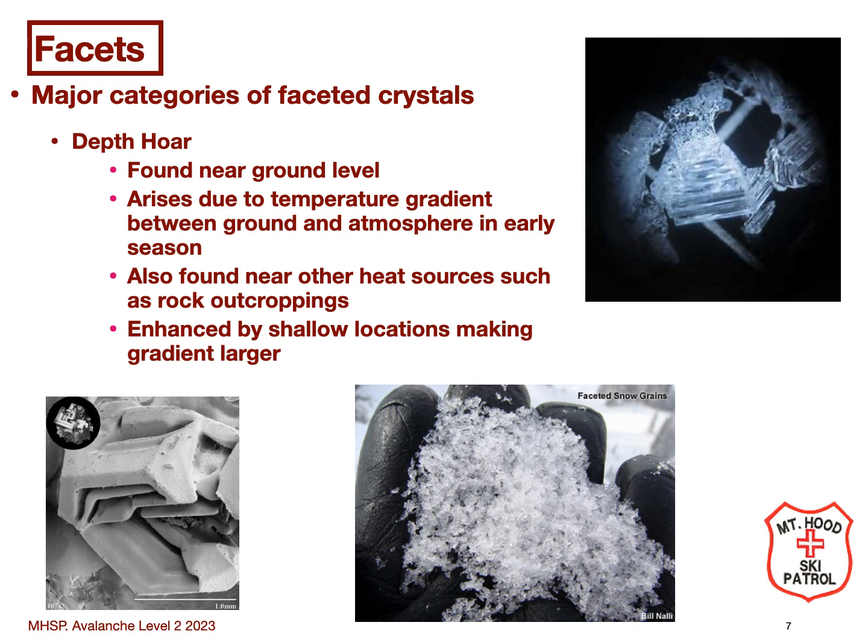This slide and the next 2 slides describe the major categories of faceted crystals that we will encounter. Depth hoar are faceted crystals found deeper in the snowpack or near ground level. They could have started out as surface hoar and then been buried by subsequent snow deposition, or they could have been created in the snowpack from localized heating, creating a large temperature gradient. Depth hoar can often be found on Mount Hood in sheltered spots where the snowpack is thin and the temperature gradient is large. Depth hoar can form persistent weak layers that can lie dormant in the snowpack and result in the slide long after they're buried.